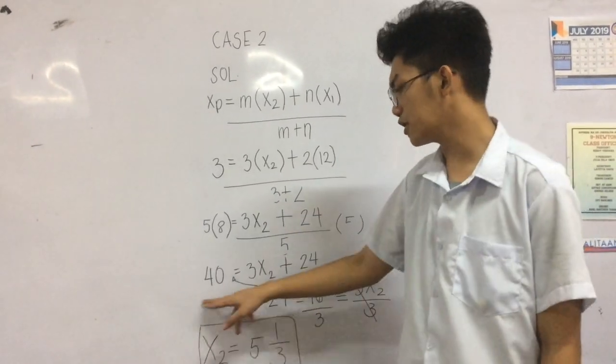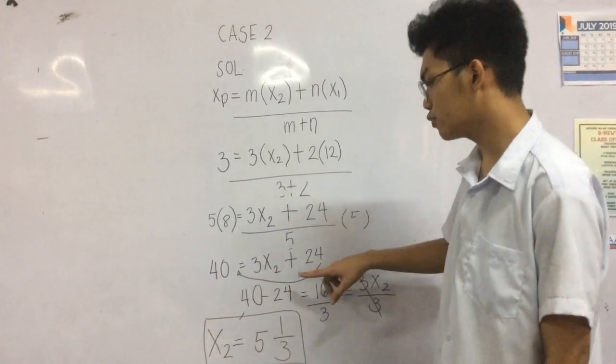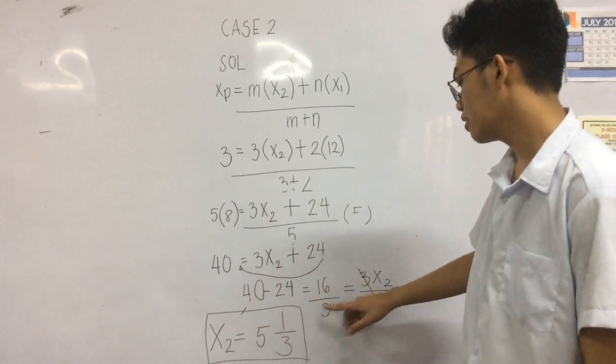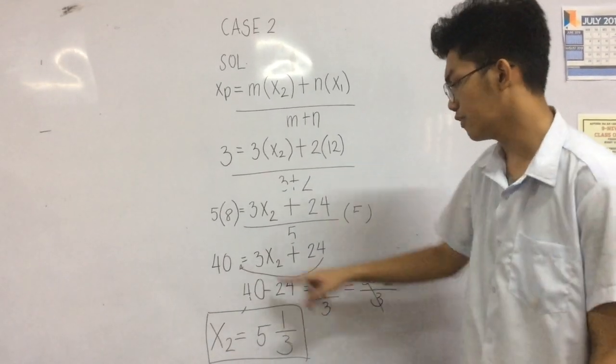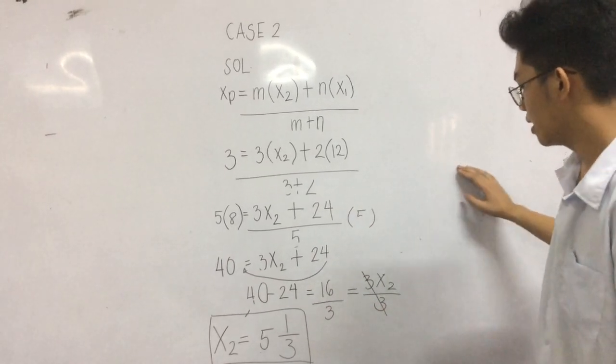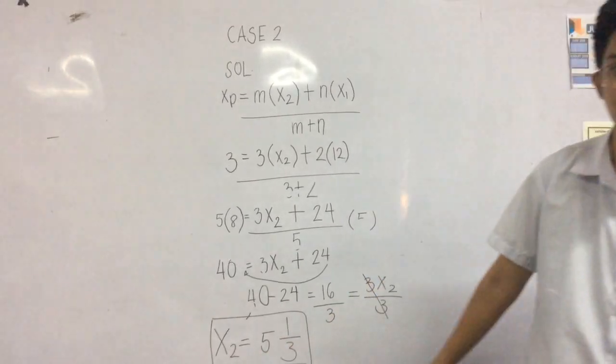It is now equal to 40 is equal to 3 times x sub 2 plus 24. We will now move 24 here. The minus. 40 minus 24 is 16. Now we will divide it by 3 to remove this. 16 divided by 3 is equal to 3x sub 2 divided by 3. X sub 2 is now equal to 5 and 1/3.